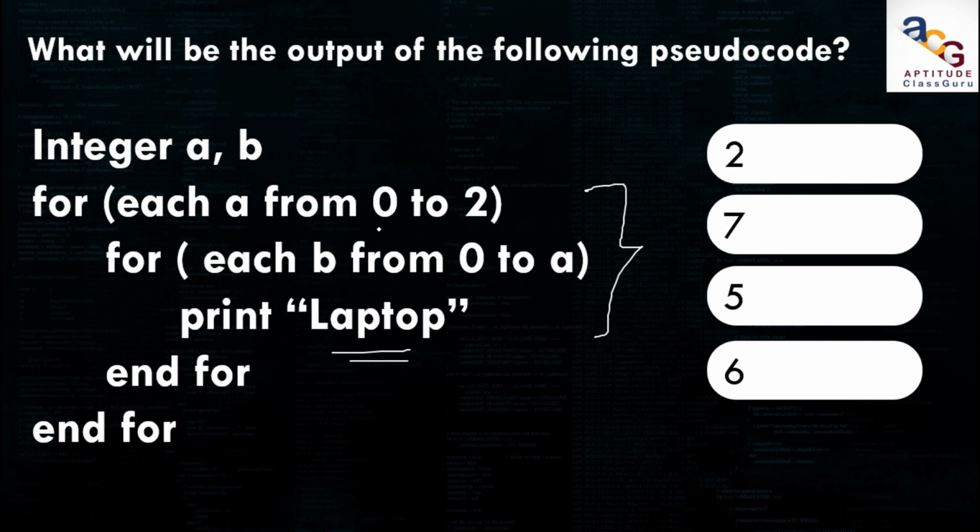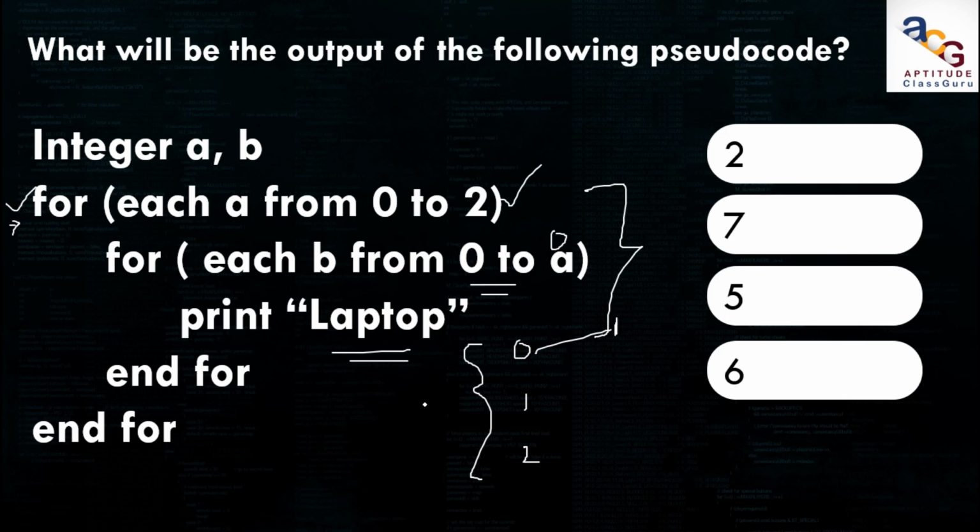Just look at it. How many times will the first loop run? For A value 0, 1, 2, the loop will run. So 3 times the external loop will run, and we'll see how many times the internal loop will run. For A equal to 0, each B from 0 to A, which is nothing but 0 to 0, it will run only one time in the situation of 0.